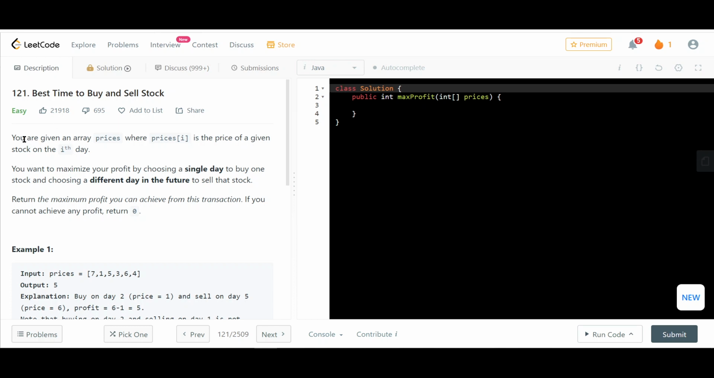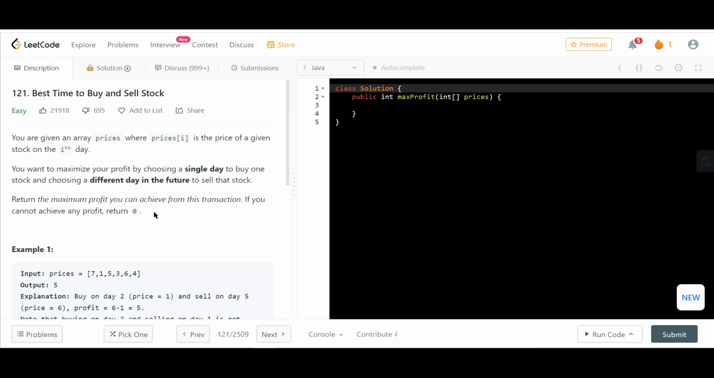In this question, you're given an array of prices, where prices[i] is the price of a given stock on the ith day. You want to maximize your profit by choosing a single day to buy one stock and choosing a different day in the future to sell that stock. Return the maximum profit you can achieve from this transaction. If you cannot achieve any profit, return zero.